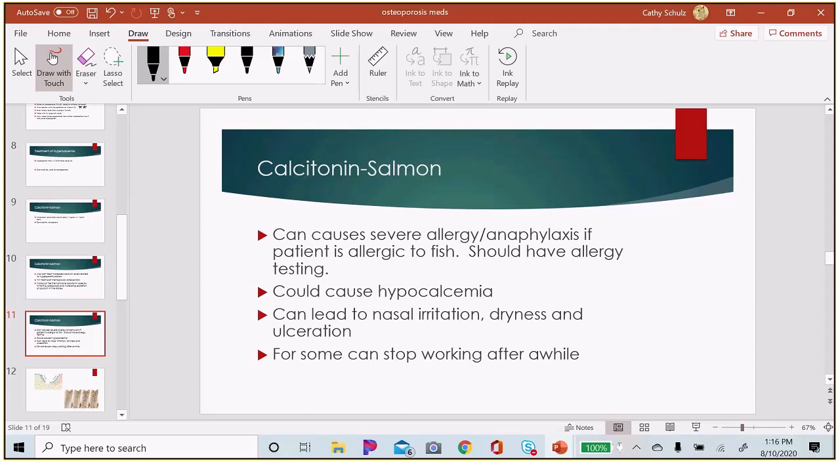So sometimes they will even do allergy testing because you're stopping the absorption of calcium and decreasing bone breakdown. The patient could develop hypocalcemia. So it's good to be sure you remember both hyper and hypocalcemia.